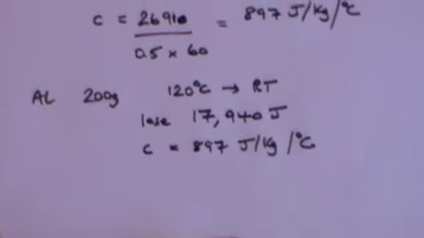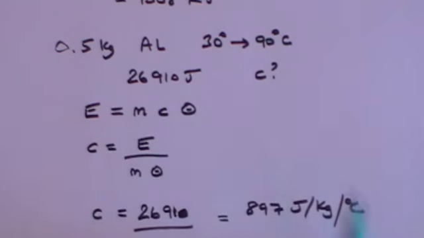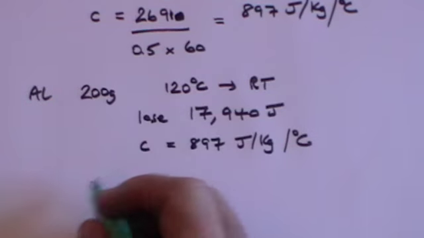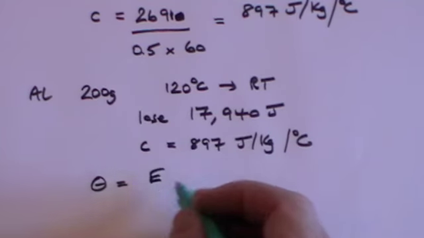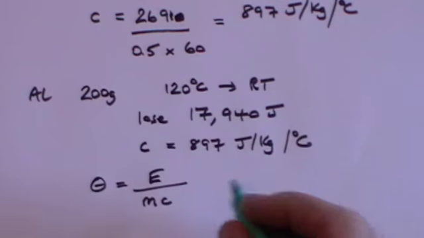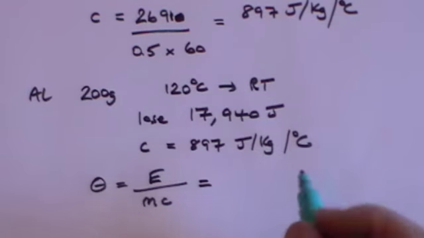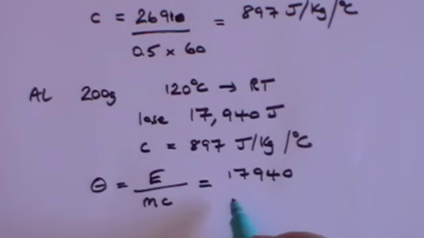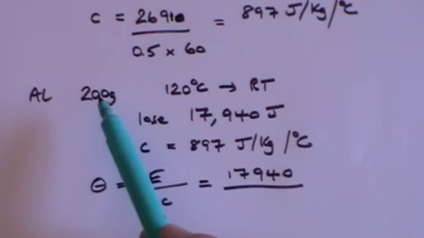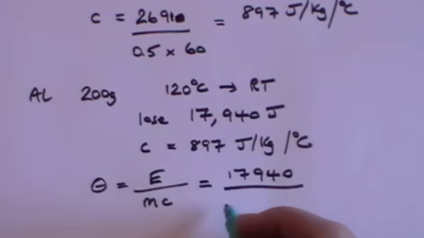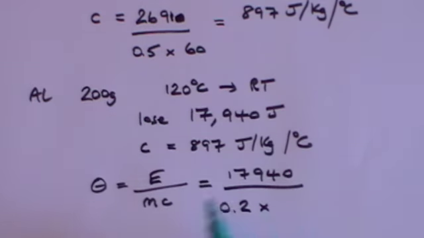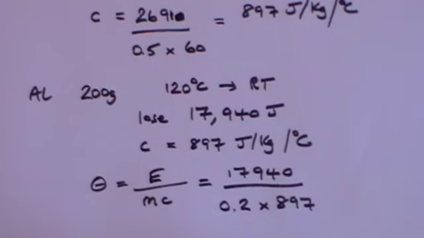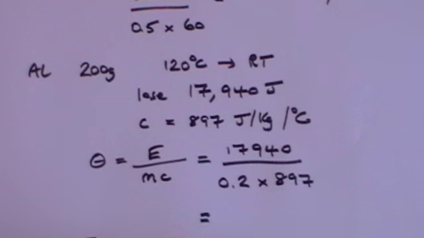Well, we have to rearrange the formula E equals mcθ into a new formula which says that θ is E divided by mc. And that's going to be 17,940, because that's the amount of energy that we lost. Divide that by the mass. Well, the mass was 200 grams. That's got to be in kilograms, so that's 0.2 kilograms, times the specific heat, which we know, which is 897. And if you do that with the calculator, you should get that is equal to 100 degrees.